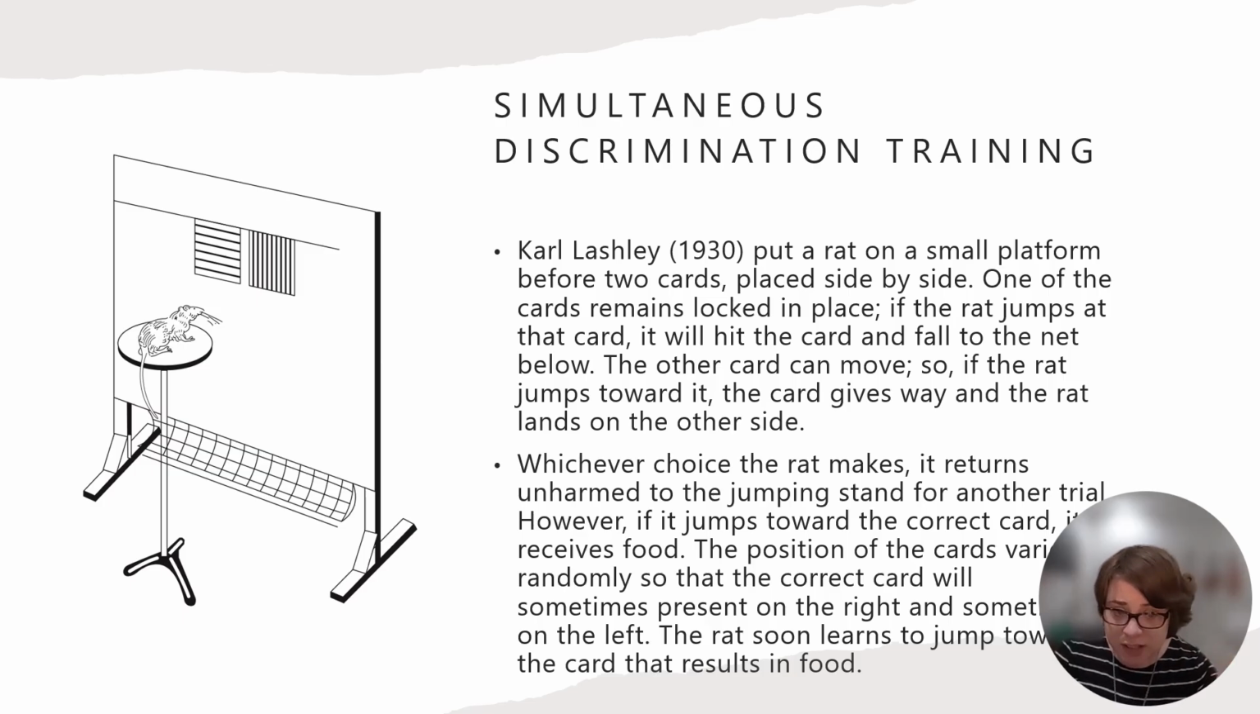So the position of the cards varied so that sometimes the reinforced card was on the right side and sometimes the reinforced card was on the left side. So the rat soon learned to jump on either the right or the left, depending on what side the reinforced card was on. So unsurprisingly, after just a few trials, the rat very quickly learns which side to associate with the reinforcer, or which card, rather, to associate with the reinforcer.